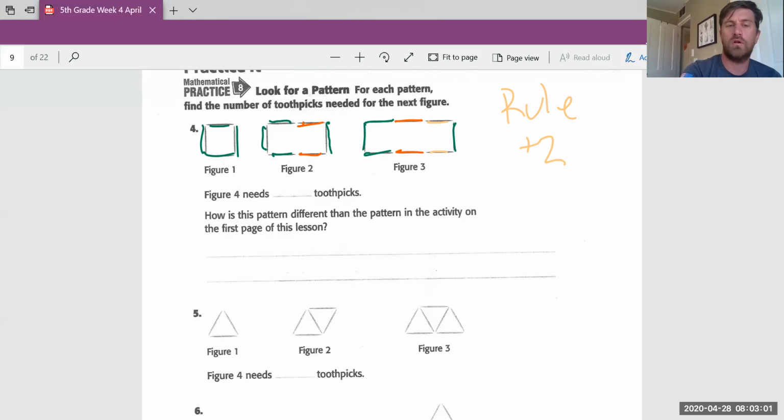So figure 4 would need how many toothpicks? Because this total is 1, 2, 3, 4, 5, 6, 7, 8, and I add 2. Figure 4 would need 10.